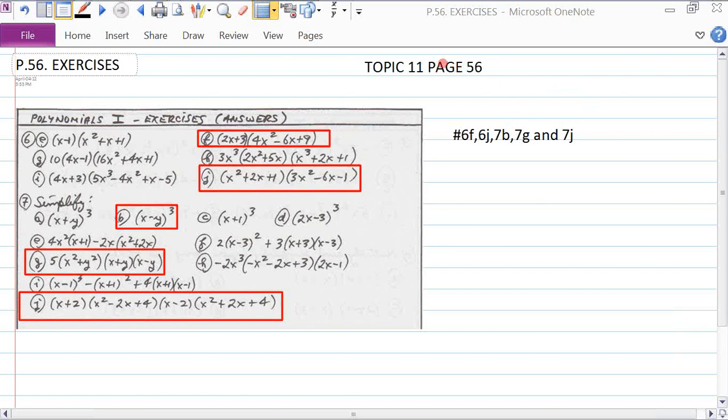We're on page 56, and the problems we're going to do from question number 6 are F and J, and then from number 7 on page 56, we're going to do B right here, G right here, and finally J.